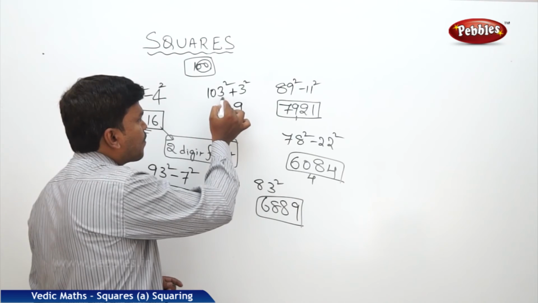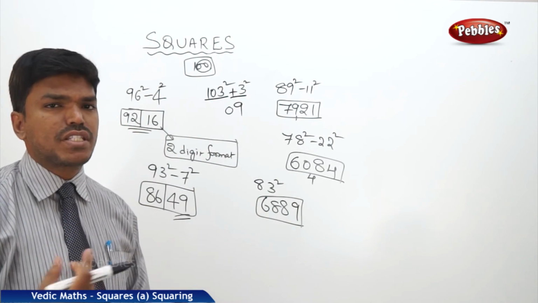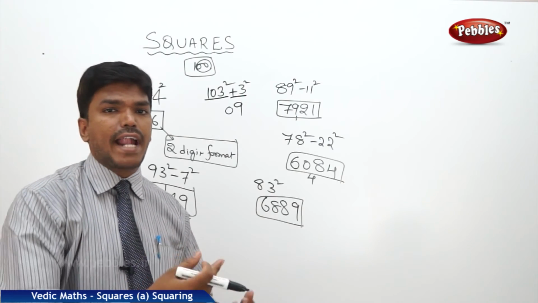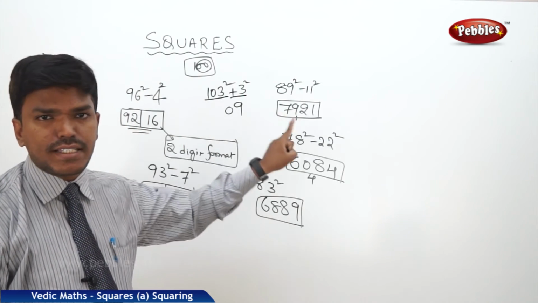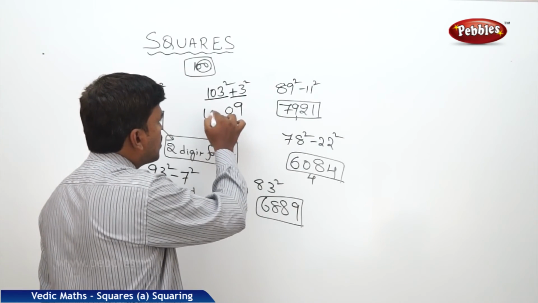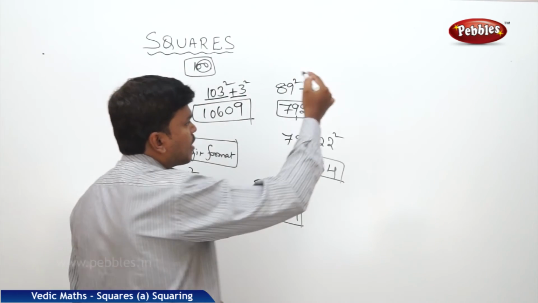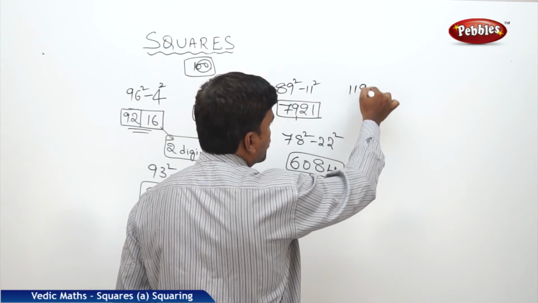Now, to get the left side part, 103 plus 3. If it is minus, we will subtract. If it is plus, we will add. So, 103 main number plus excess number. 103 plus 3, 106. So, what is my answer? 10609.